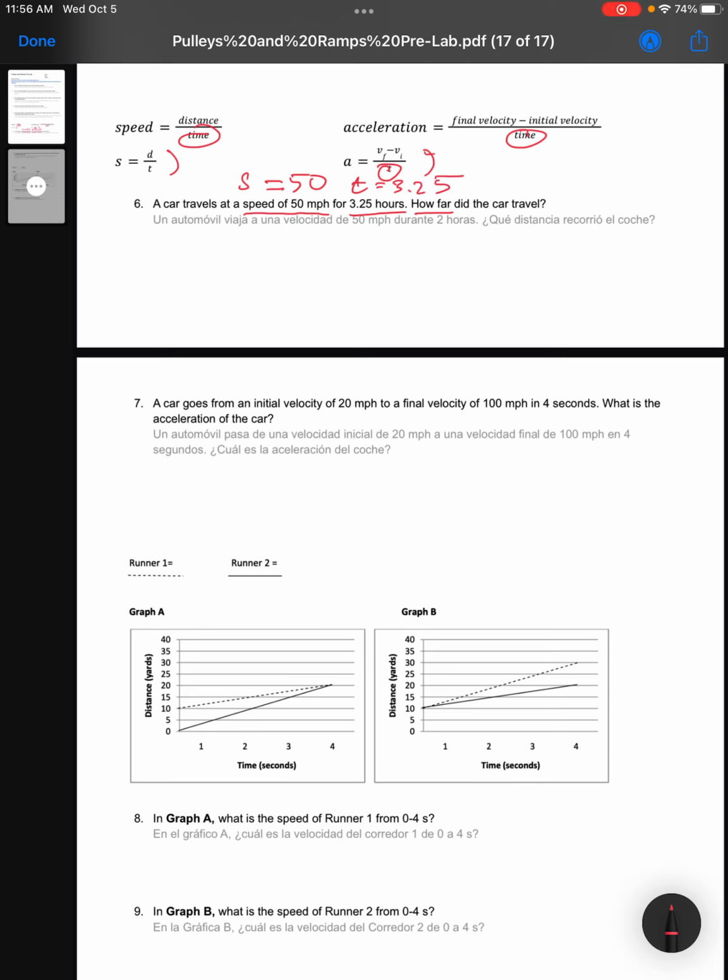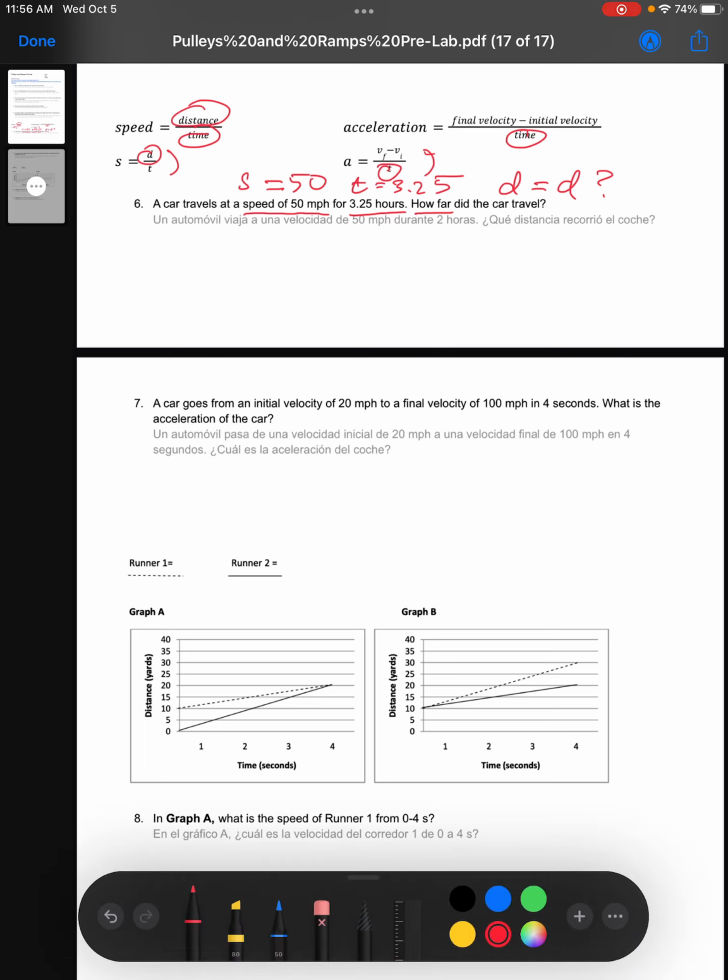And how far did the car travel? So that is talking about distance. Distance is D. So D equals D, because the question is asking about the distance. We write D equals D, and we put a question mark to remind us that that is what we are looking for.